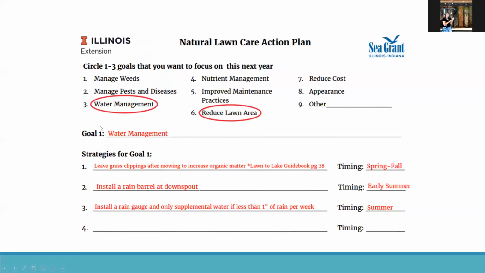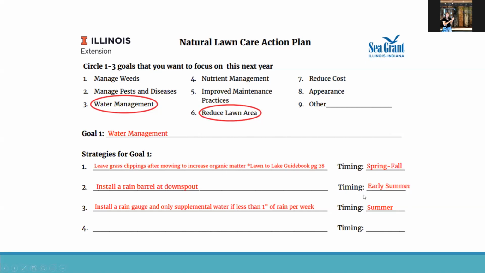So this is what this could look like in real life, if you were writing it on a piece of paper. Now granted, the fillable PDF might look a little different, but to circle it, things like that. This individual wanted to focus on water management, and so they wrote down these strategies that were pulled directly from our presentation, and then they gave timings around it. So they were like, I definitely want to make sure I leave my grass clippings during when I'm mowing, which is spring to fall. And then they're interested in installing a rain barrel at a downspout to address water issues in the early summer. So there are different strategies that you would specifically put in here.